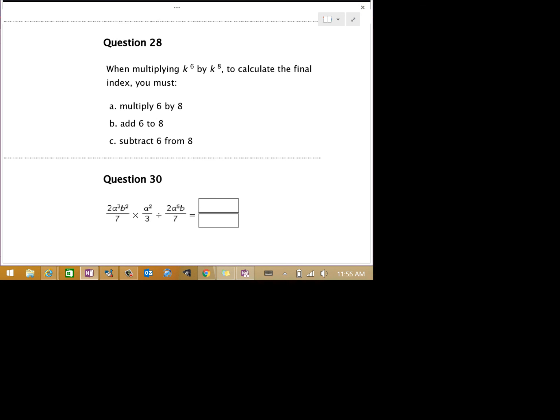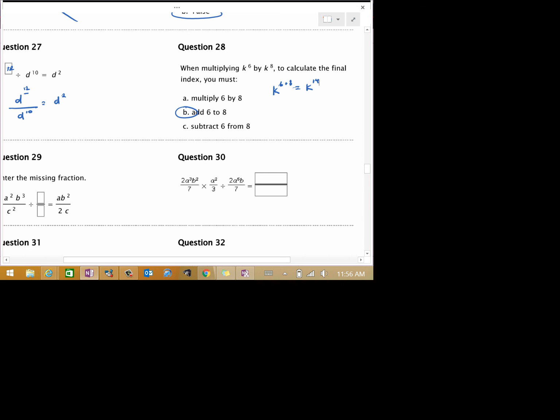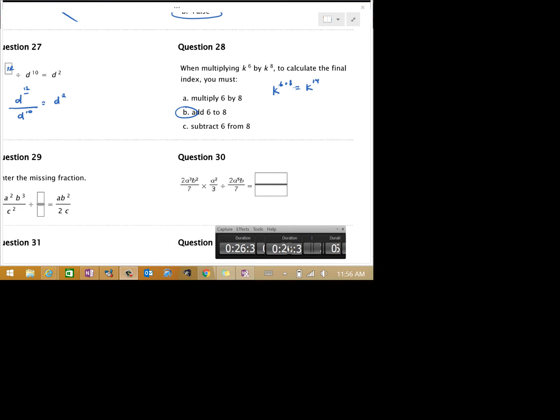When multiplying k to the power of 6 by k to the power of 8, what must we do to the powers? Yes, we add 6 and 8. So therefore the answer would be k to the power of 14. And I'm going to stop there for today. Oh, can we do one more?